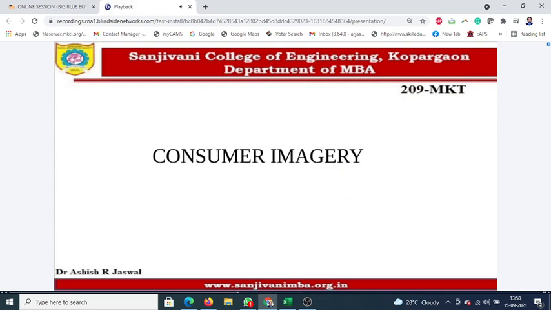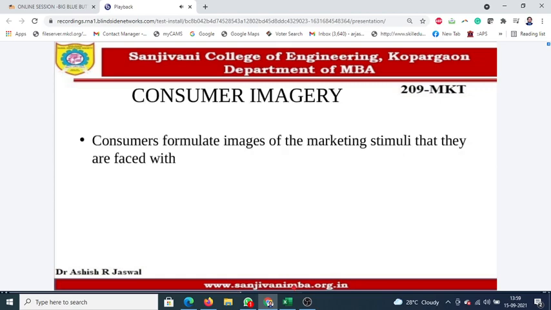With this point, let us move and try to cover second important aspect which we are going to understand in this session, related to consumer imagery. Imagery. What happens generally is, in case of consumer imagery, dear students, consumer काय करतो? Consumer tries to formulate images of the marketing stimuli that he has faced. आणि ज्या काही स्टिम्युलाय तो फेस करतो त्याचा तो इमेज तयार करायचा प्रयत्न करतो. These images are called as consumer imagery.